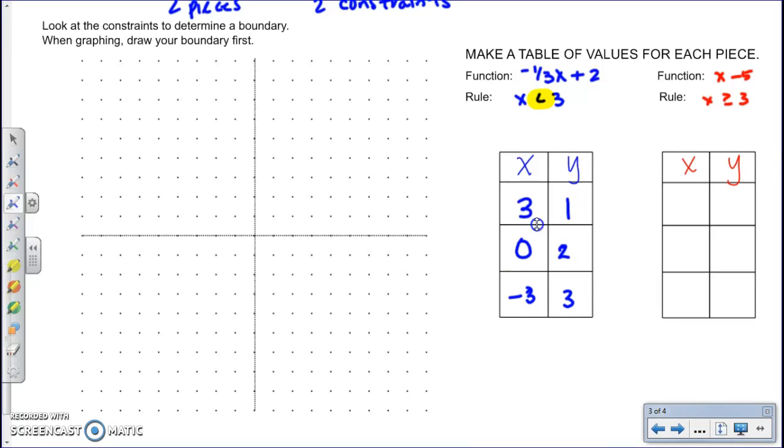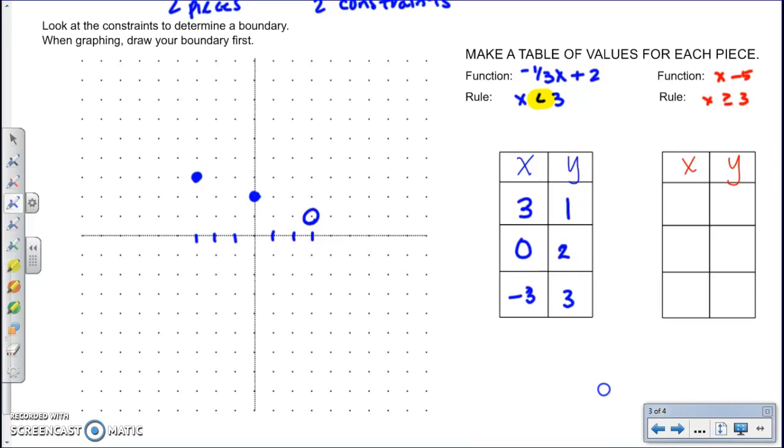I'm going to start with (3, 1). So over 3, up 1. And I'm going to use an open circle to show that although I'm starting here, we are not including this point. My next ordered pair is (0, 2). So 0, up 2, and then (-3, 3). Over -3, up 3.